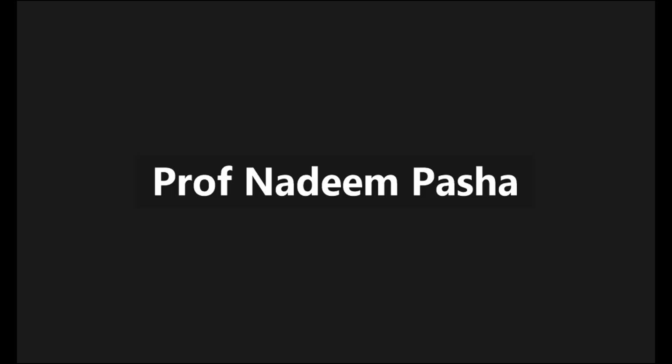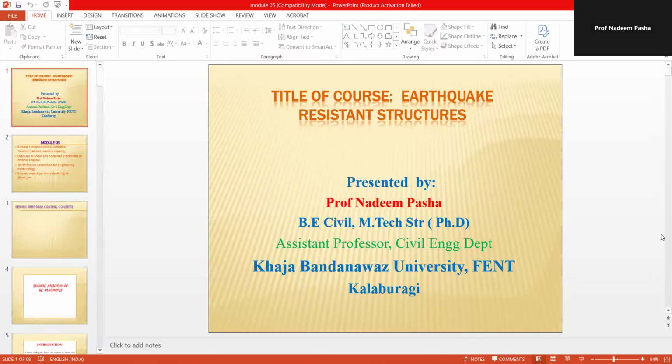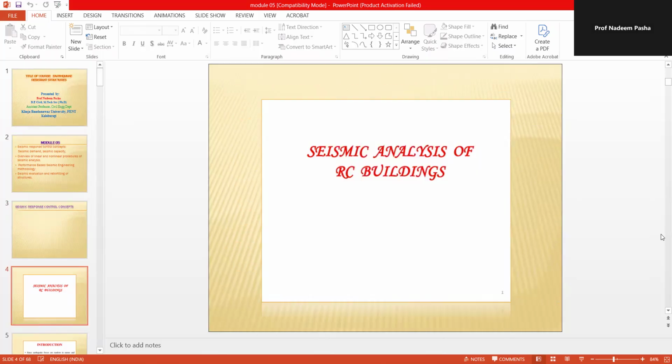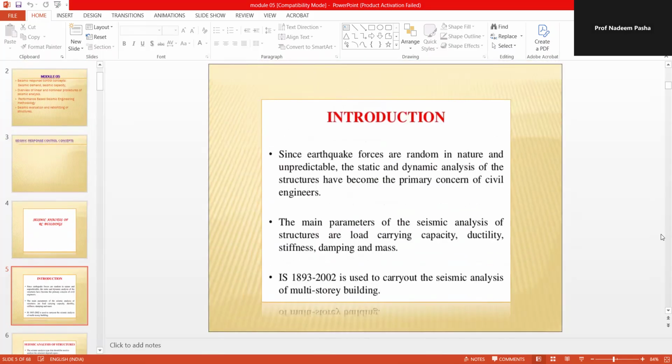So, in today's class, we will see Module 5 with respect to earthquake resistant structures. What are the things we will study in Module 5? Starting with seismic response control concepts. Next is seismic demand and seismic capacity. Next is overview of linear and non-linear procedures of seismic analysis. Next is performance-based seismic energy methodology. Lastly, seismic evaluation and retrofitting of structures. So, seismic analysis of RC buildings.